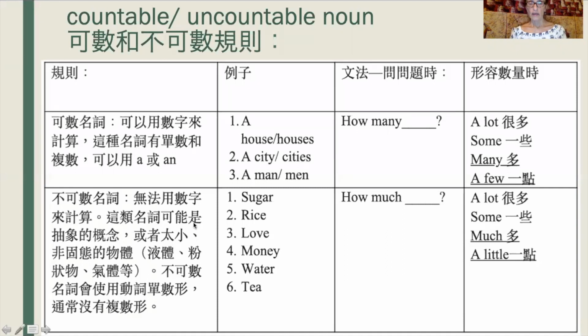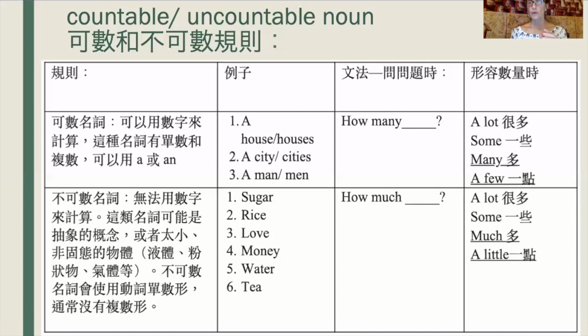And uncountable nouns are things that are more abstract. They're intangible. So 无形的, intangible. They're ideas, 思想, like love, or they're things that are very small, like salt crystals, okay, or rice, 米粒.